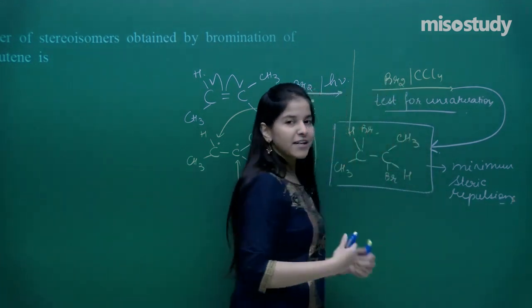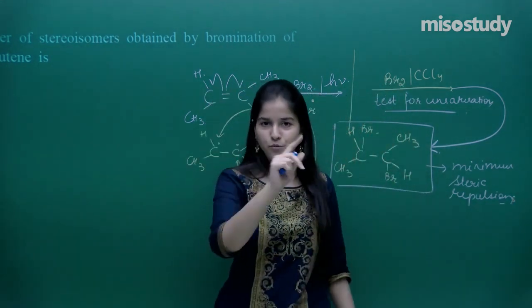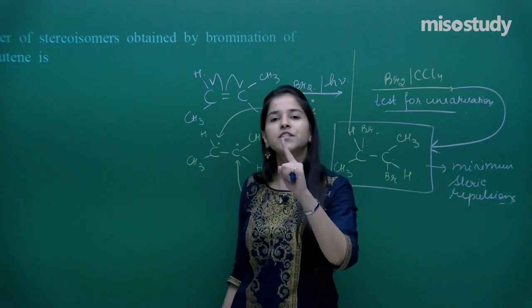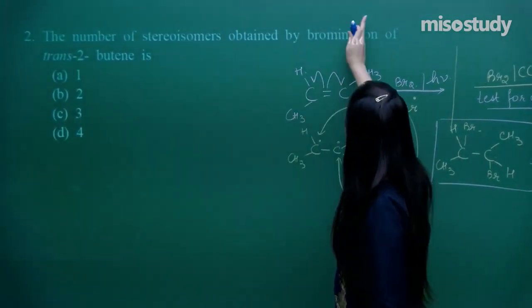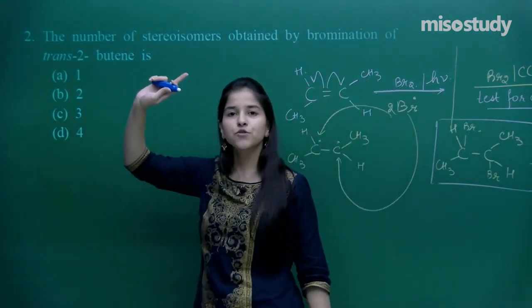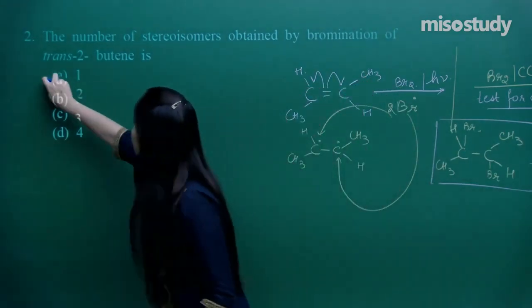So that means every kind of reaction is pointing towards just one option. That means we will be getting one kind of stereoisomer over here. That means the number of stereoisomers obtained on the bromination of trans-2-butene is always 1.